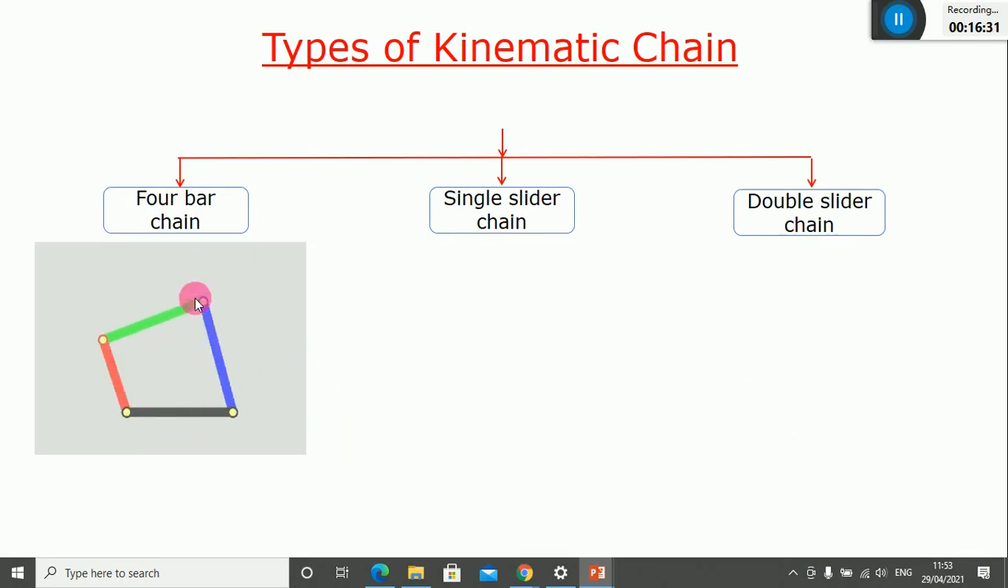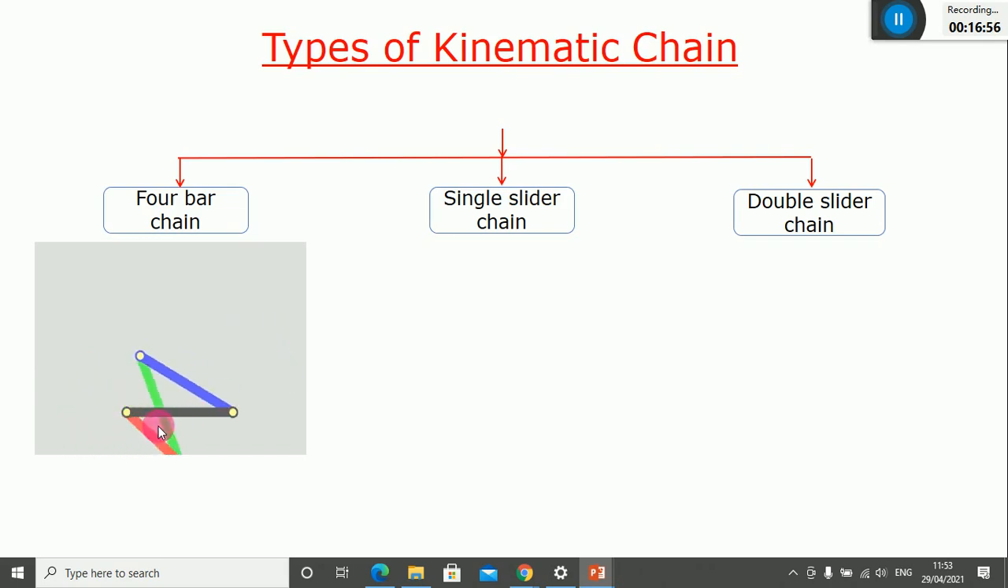Yeah, same thing. Whatever you have checked, the conditions, you can see. So this red color is nothing but a crank. Always remember, the rotating part or rotating link is known as a crank. And this blue color is known as a rocker. It is oscillating. You can see the path of this blue color. It is oscillating from left to right and right to left.